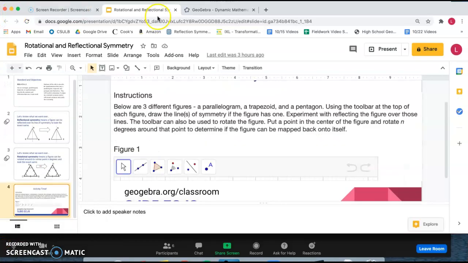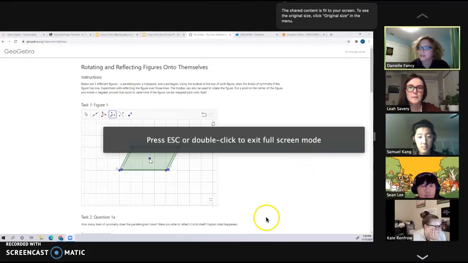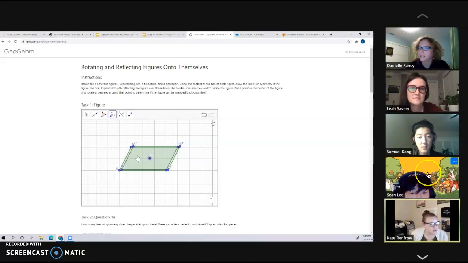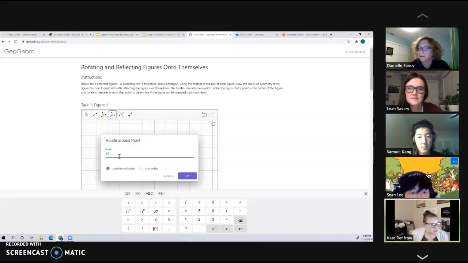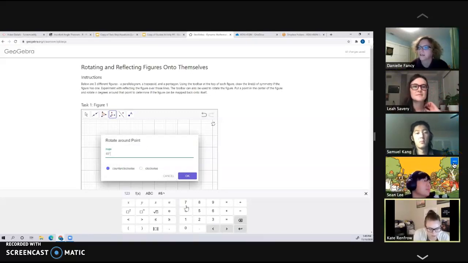I can't get it to rotate. Here, I'll share my screen. Do you have it, Danielle? I drew the dot and now it won't rotate. So I drew the dot, and then I clicked on this button, the rotate around point, and I clicked back on my shape. Oh, and then it popped up. Did you get it? Yeah. Okay, cool. Thank you.